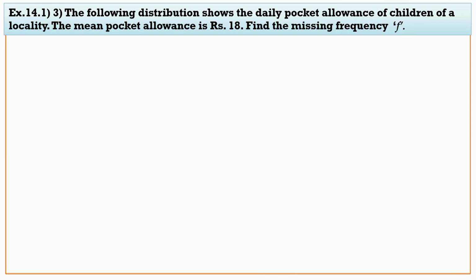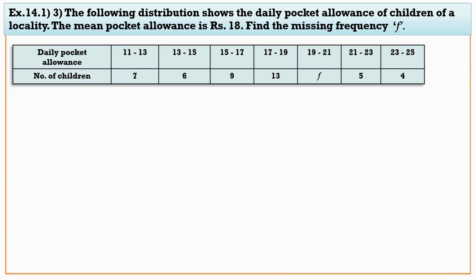Now coming to the next problem. The following distribution shows the daily pocket allowance of children of a locality. The mean pocket allowance is rupees 18. Find the missing frequency f. In this case, the mean is given, and if you take a look at this table, there is one frequency that is missing, represented as f. So we need to find the value of that missing frequency.